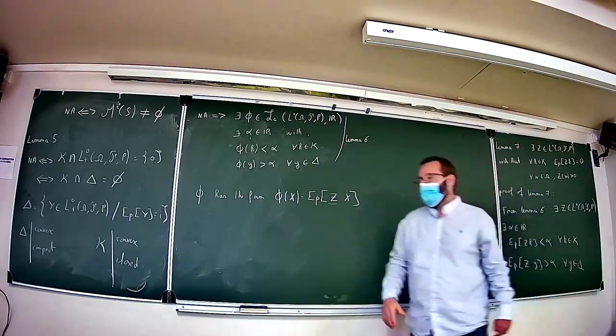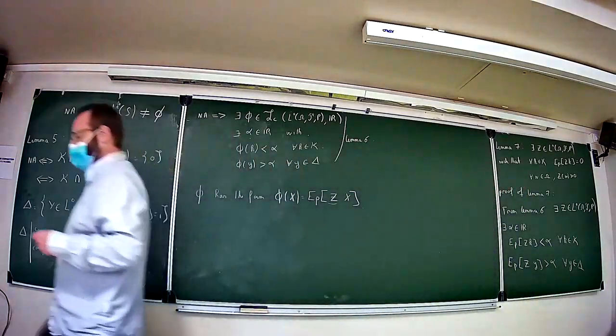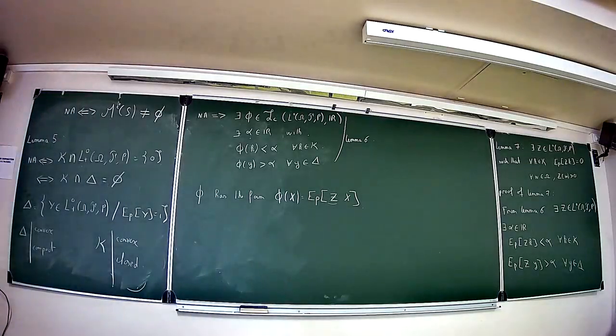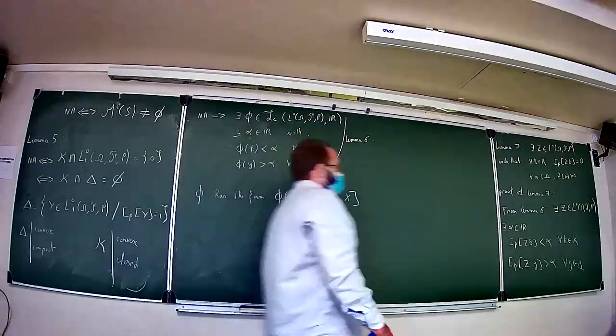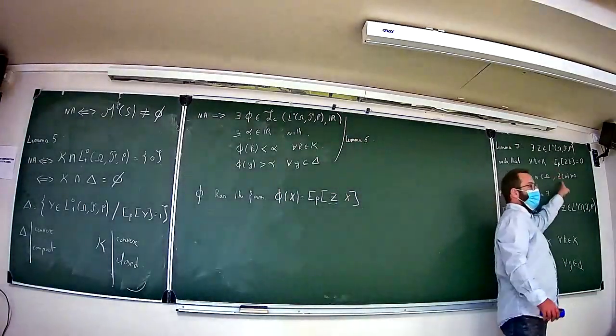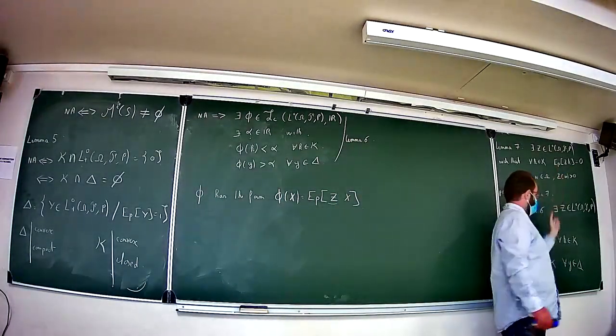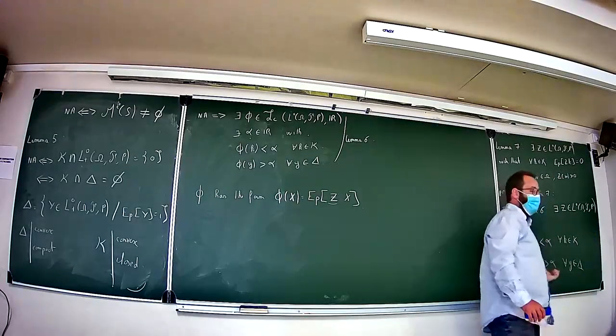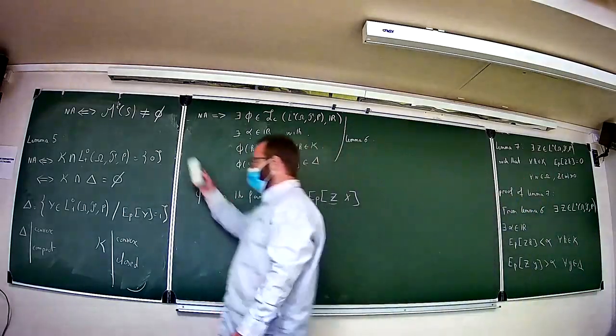Now I just have to check that the Z defined this way fulfills the two conditions I want. For the moment I don't have this, I only have this one. So I erase this part.